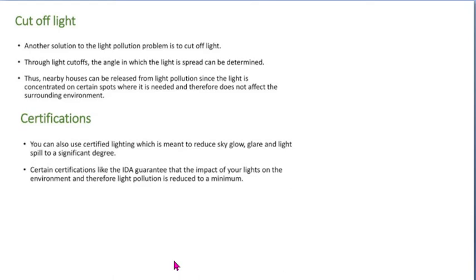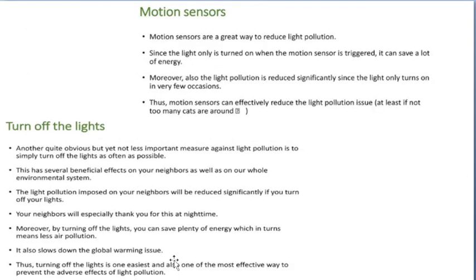Okay, then certification. So you can also use certified lighting, which means to reduce sky glow, glare and light spill to a significant degree. Certain certifications like the IDA guarantee that the impact of your lights on the environment and therefore light pollution is reduced to a minimum.